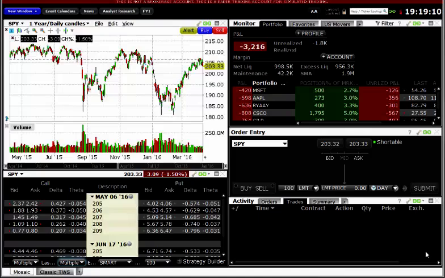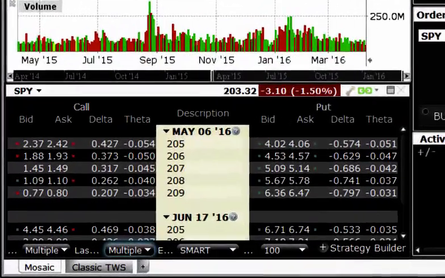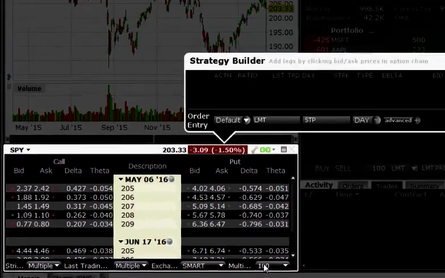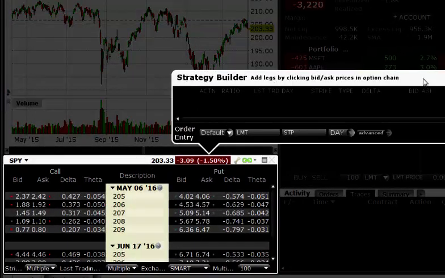How to place a bear call spread on the Trader Workstation Mosaic version. Here we're going to focus down the bottom left hand side. You can see our options window, and in the little corner you can see Strategy Builder. So we'll click on Strategy Builder and you're going to see it open out as a separate window.